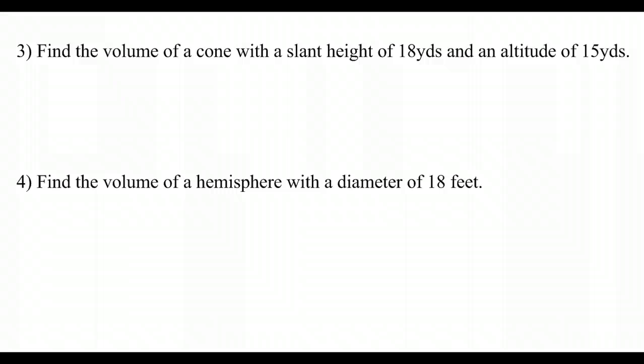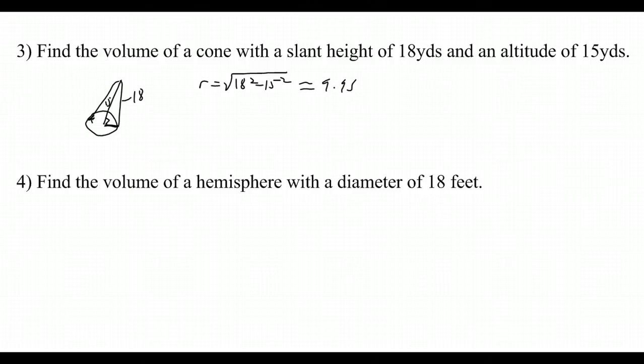In this next one, we're talking about the volume of a cone, and what it gives us is slant height and altitude. So on this cone, what we know is the slant height is 18, and the altitude, which is 15, but I don't have my radius. But I can get my radius by using Pythagorean theorem. So my radius is going to be the square root of 18 squared minus 15 squared, which is about 9.95.